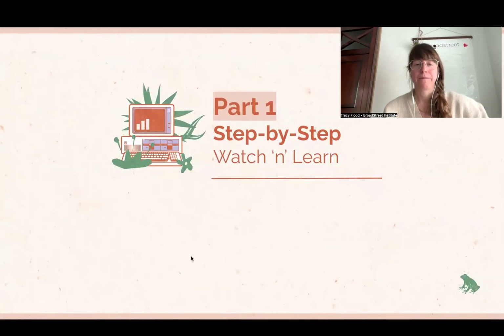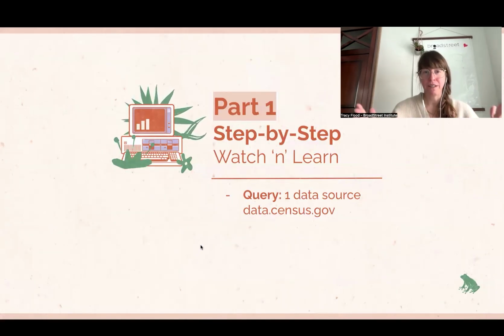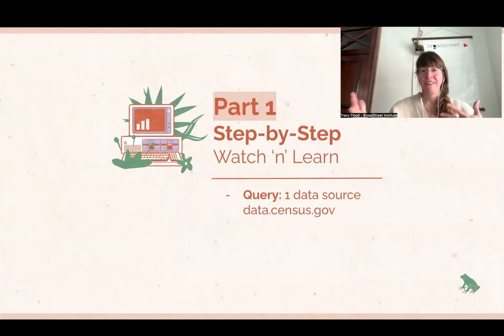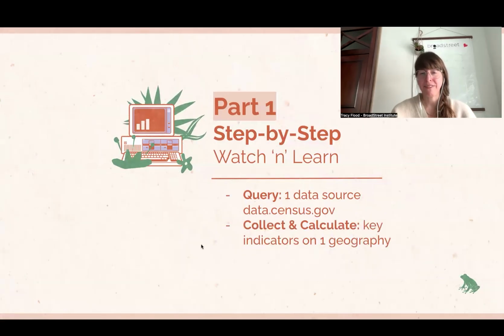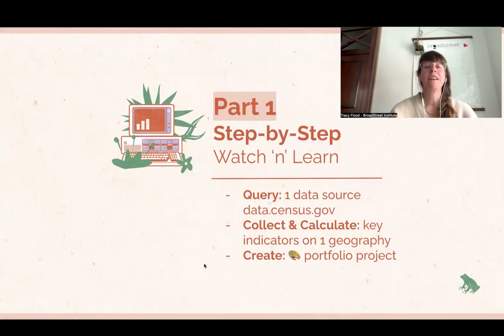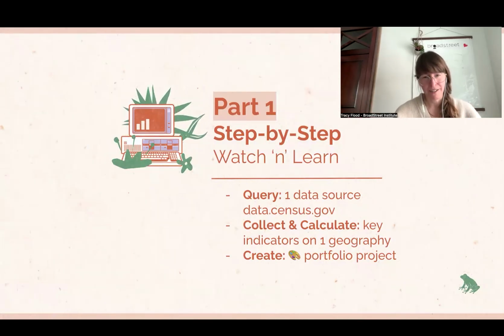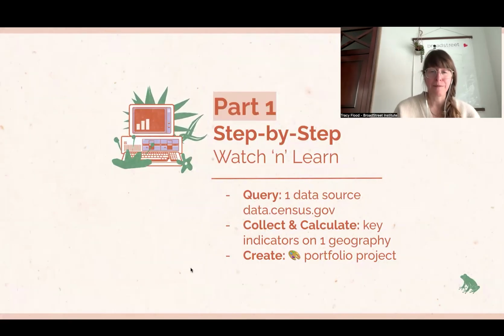Let's do a watch and learn. Now, the watch and learn is going to be split into 2 different parts. Here, we're going to learn about the basics of querying data on data.census.gov. Then we're going to enter the indicators into the one geography. Then we're going to create the portfolio project. For those here in the live session, the portfolio project will be split into different conference rooms based on which portfolio project you are choosing. So this step-by-step is actually split into 2 different rooms.